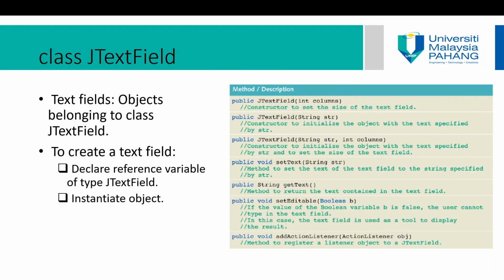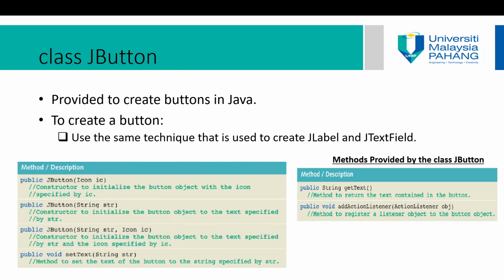Whereas another control or object is JTextField. There is a class JTextField that creates a text field object. For the button, also there is a button class. We call it the JButton class. So you can use the JButton class to create a button.